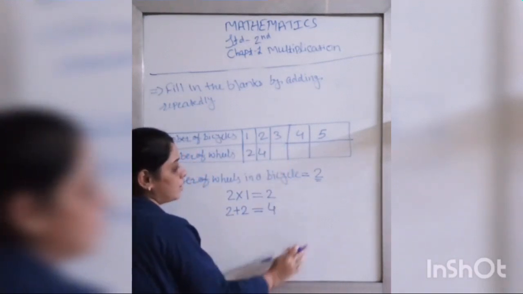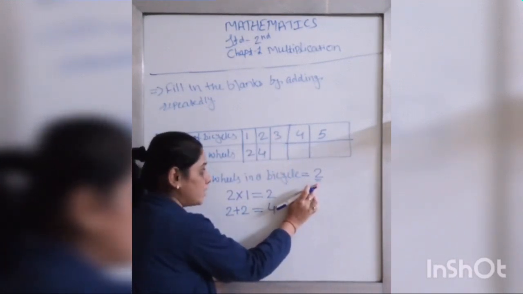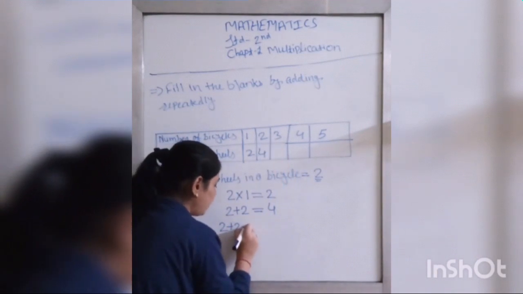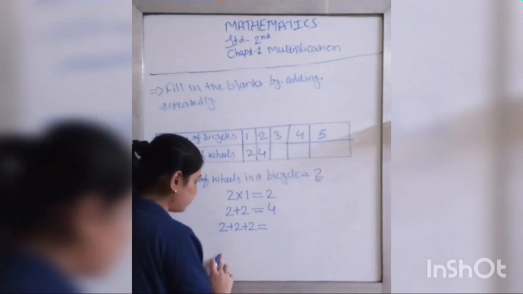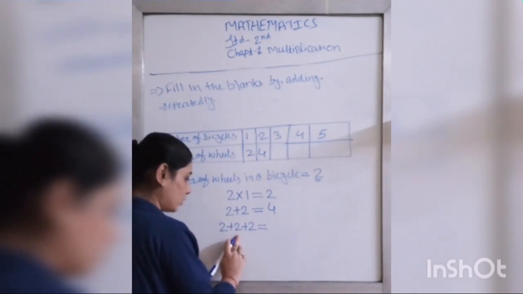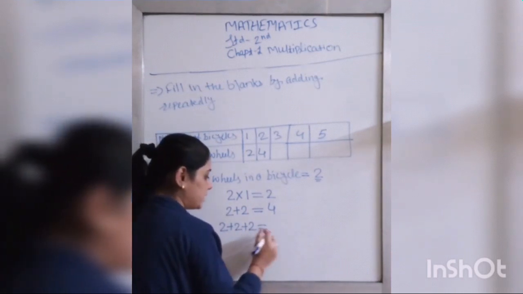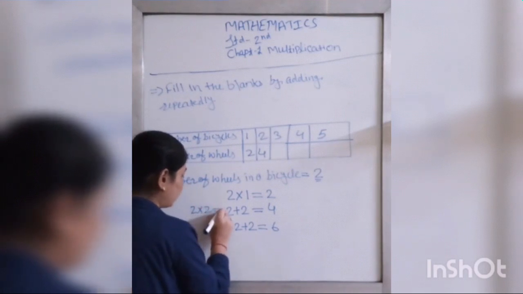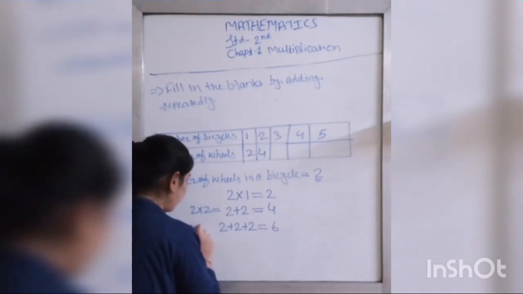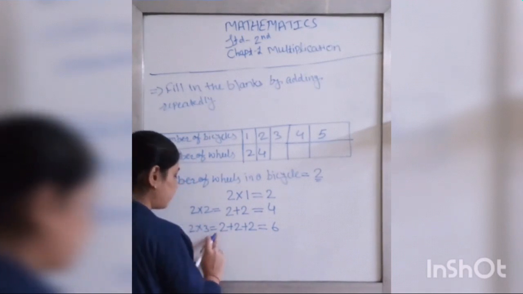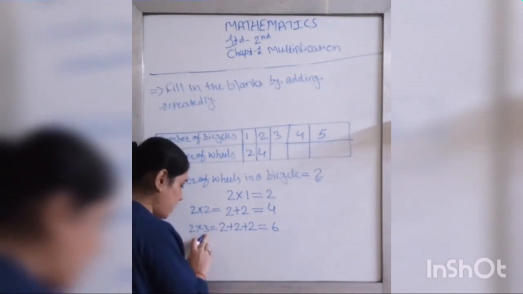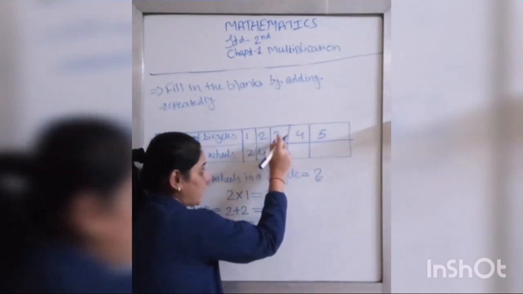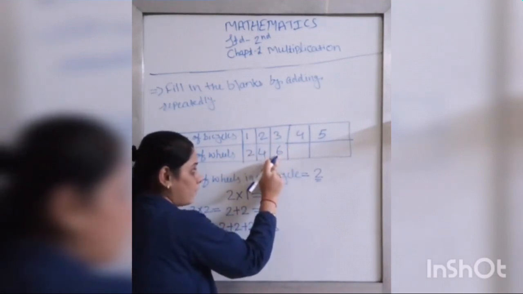Now how many wheels do 3 such bicycles have? Can you find out? This 2 we will add how many times? 3 times. 2 plus 2 plus 2. Add this one. 2 plus 2 is equal to 4, and 4 plus 2 is equal to 6. That means when we multiply 2 into 2, we get 4. When we multiply 2 into 3, that means we are going to add this 2 3 times. Then we get the answer 6. So 3 bicycles will have 6 wheels.